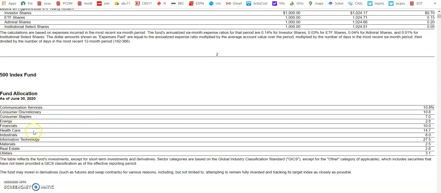They'll also give you the asset allocation, telling you how their assets have been allocated. This is a stock index fund, so pretty much all of the investments are in common stocks. This shows the different S&P sectors in which it has investments, and it should very closely mirror the actual index because this is an index fund.